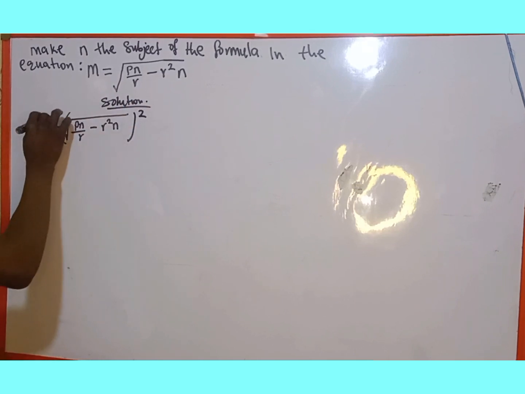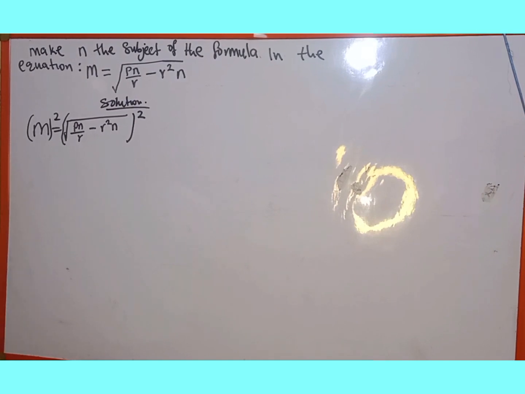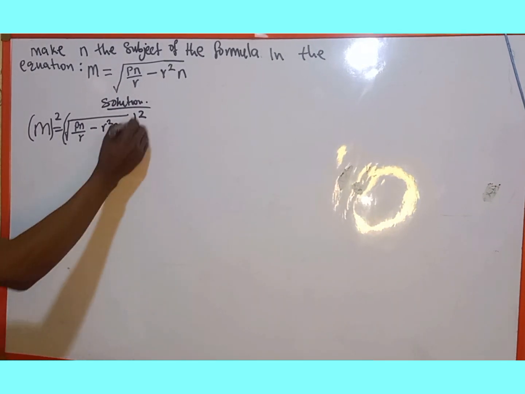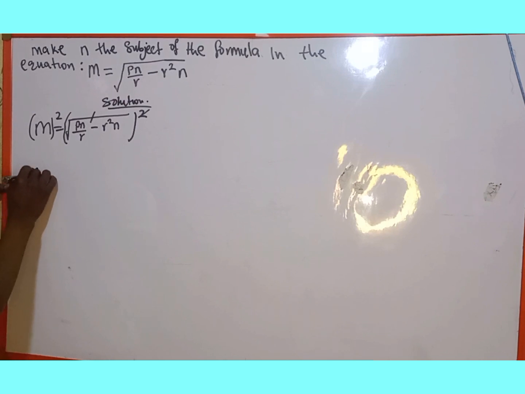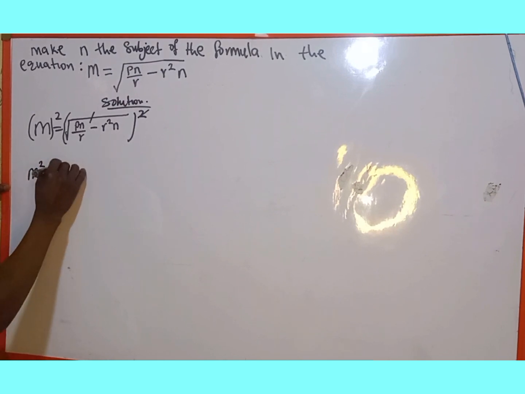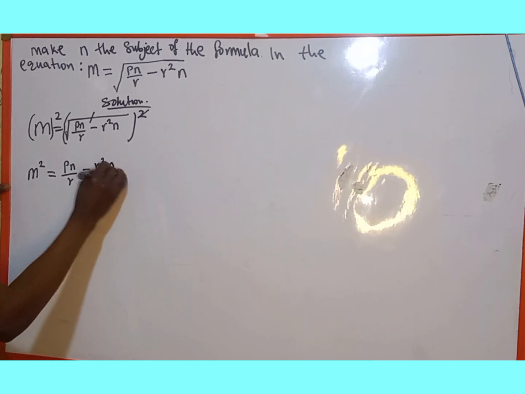So we square both sides, and remember in an equation, anything you do to one side of the equation you must do to the other side to make the equation balance. Now we have squared both sides, this square can cancel the square root, so we are going to have m squared equal to pn over r, then minus r squared multiplied by n.